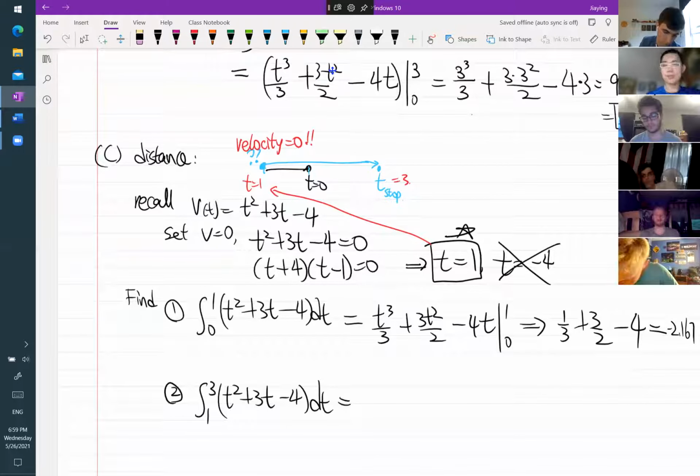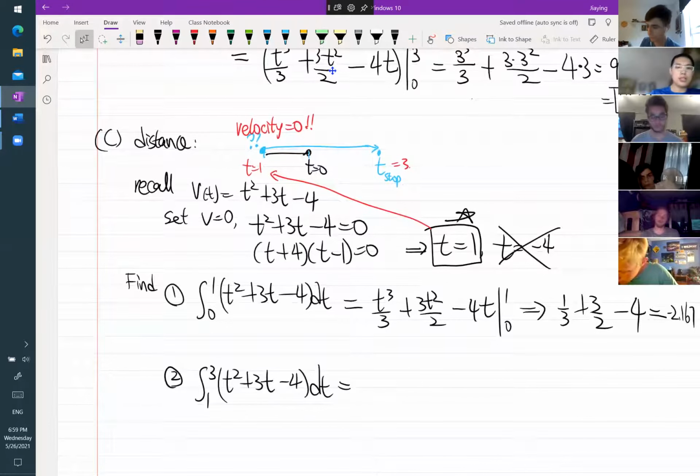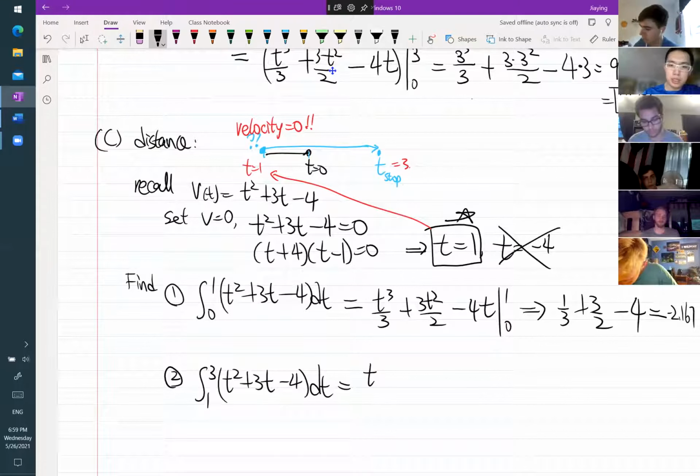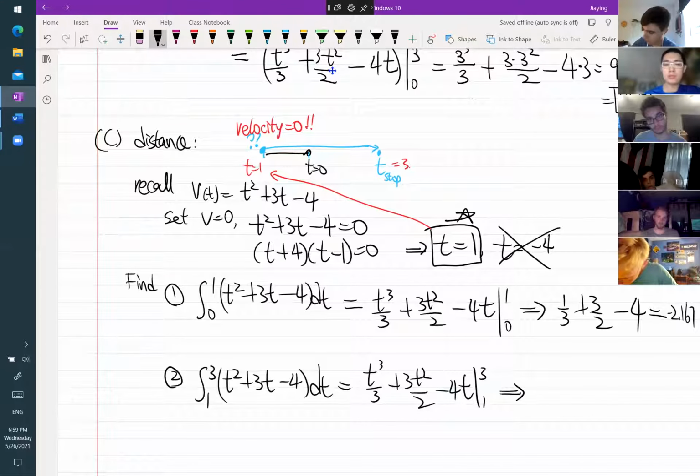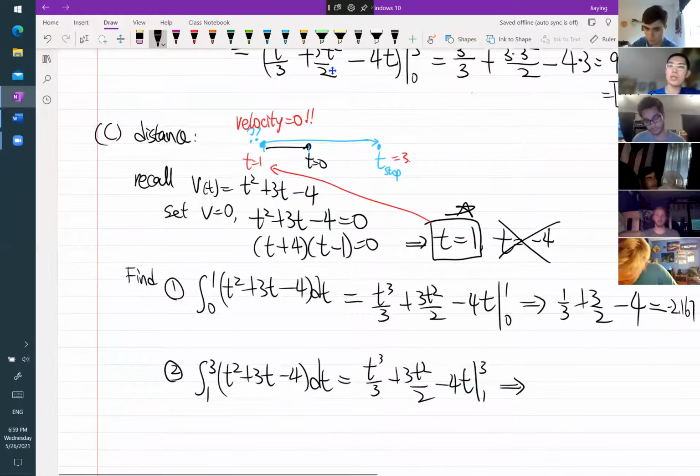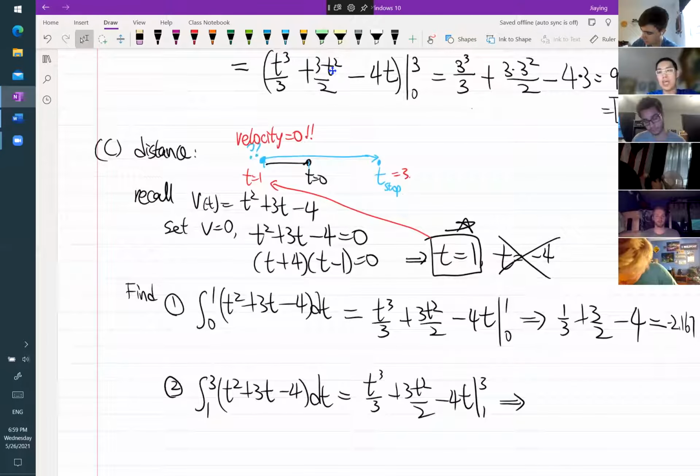And then the other direction, the distance covered by the blue segment I have in the diagram. We're going to do the same thing. We're going to take t cubed over 3 plus 3t squared over 2 minus 4t, evaluate it from 1 to 3. So you take 3, put in there. We have done that before. We get 10.5. And then we're going to minus the number we get, which is negative 2.167.